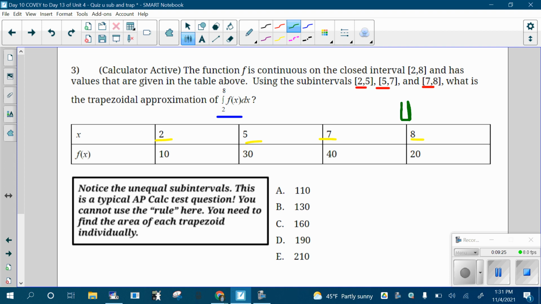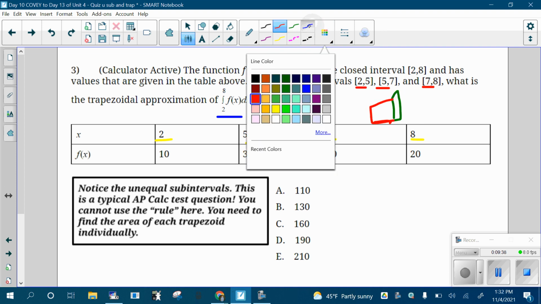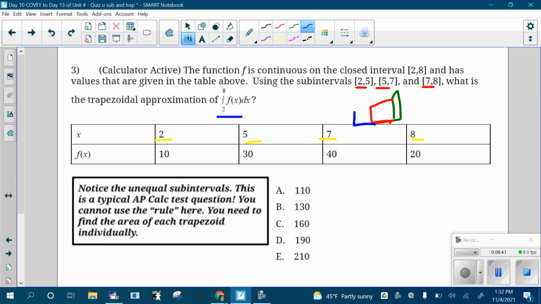You'd have like a skinny trapezoid. That doesn't even look like a trapezoid. You'd have a skinny trapezoid and a fat trapezoid. And then you'd have another skinny trapezoid or a medium trapezoid. And then your other one might be super skinny. So your curve might be whatever, and you're estimating with different size trapezoids. And all this does is it disallows you from using the formula. Okay, so there is no formula here.